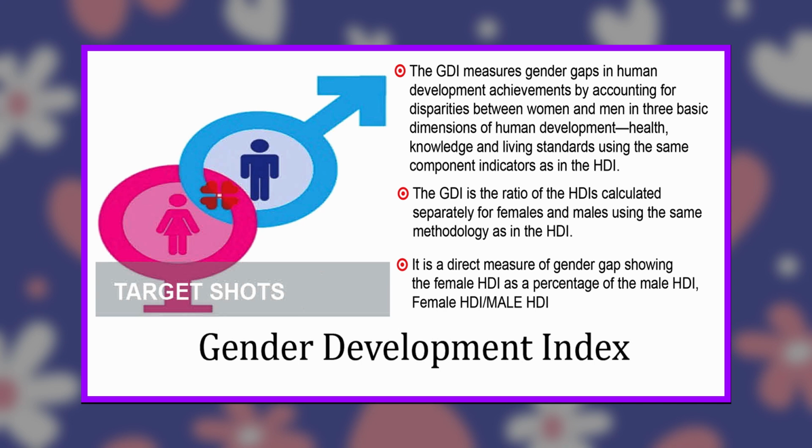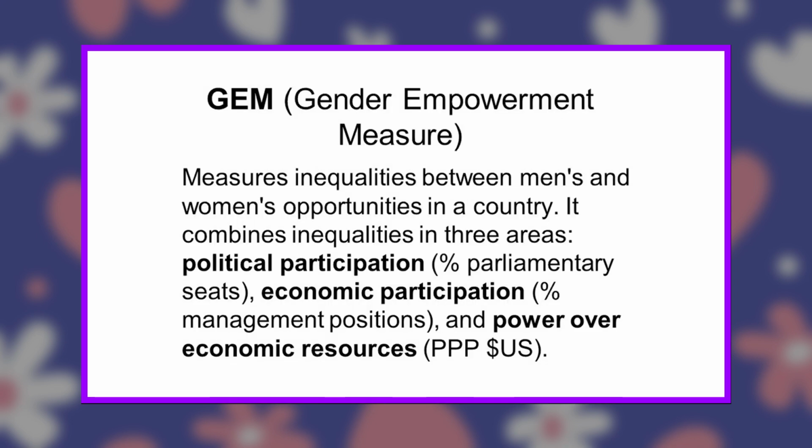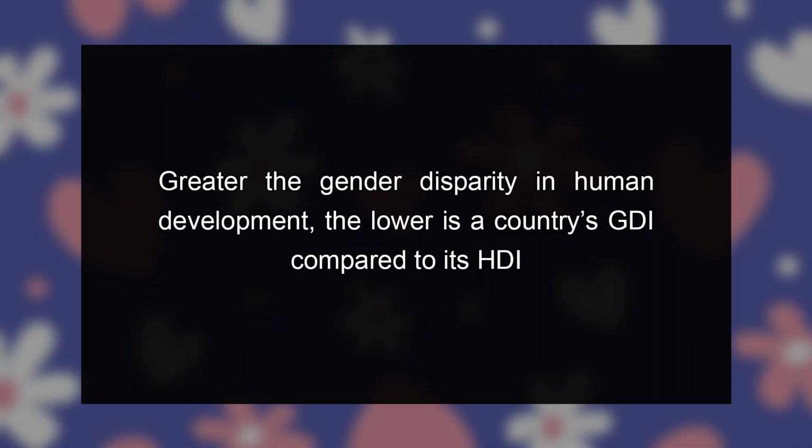Two other new indices were introduced in 1995. These are the Gender Related Development Index and the Gender Empowerment Measure. The GDI measures achievements in the same dimensions and variables as the Human Development Index, but takes into account inequality in achievements between women and men. The greater the gender disparity in human development, the lower the country's GDI compared to its HDI.